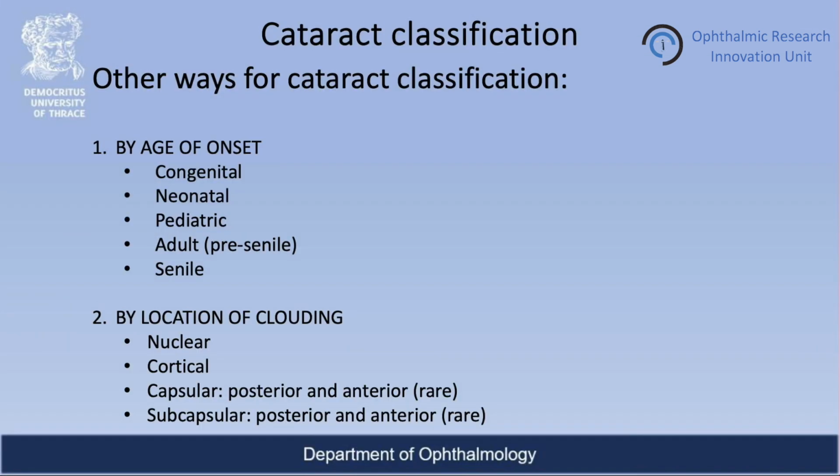Other ways for cataract classification are the following. First, according to the age of onset, cataract can be classified into congenital, neonatal, pediatric, presenile, and senile. According to the location of clouding, cataract can also be classified into nuclear, cortical, capsular, and subcapsular.